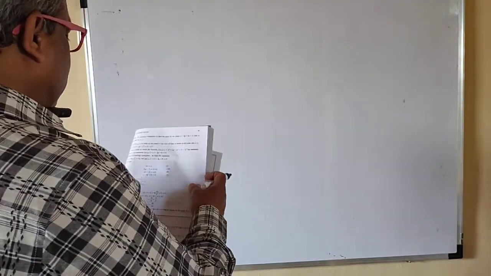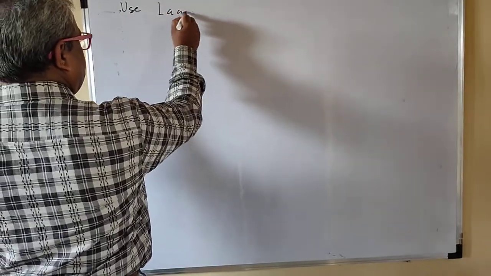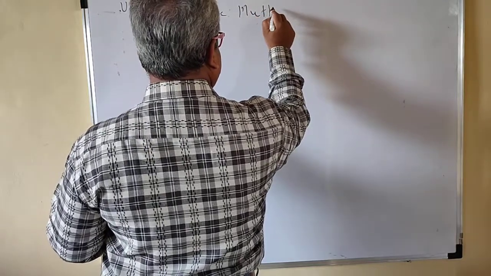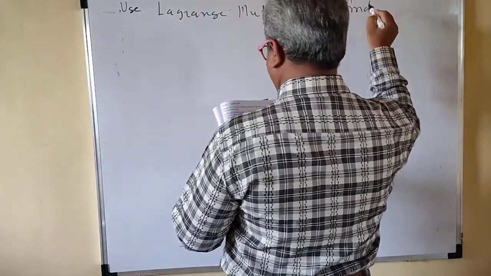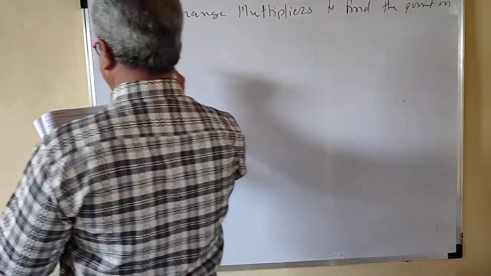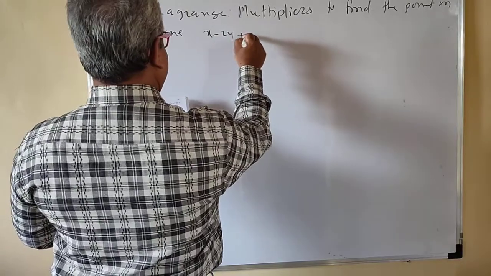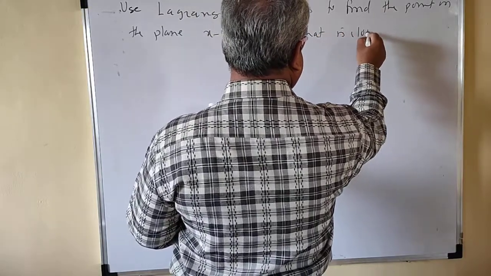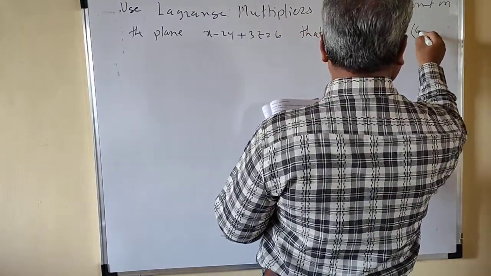Okay. Now we'll take the last problem of this chapter also. Use Lagrange multipliers to find the point on the plane x minus twice y plus 3z is equal to 6 that is closest to 0, 1, 1.